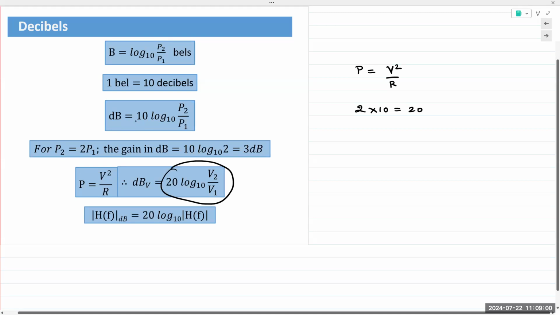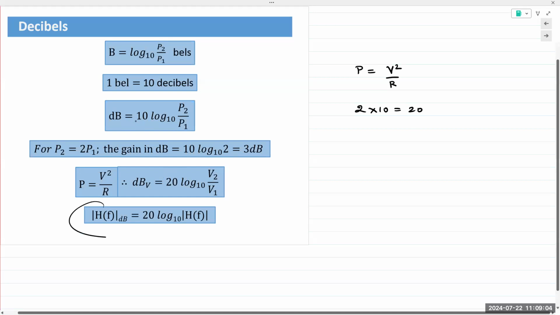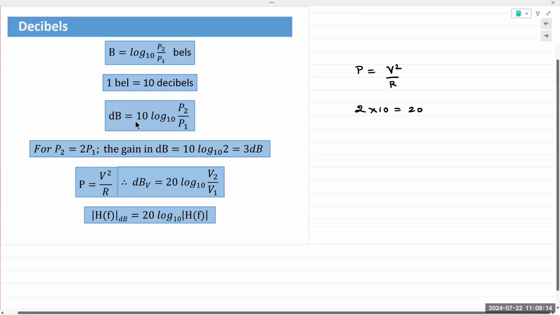And we use the ratio of voltages because we want to describe in terms of the transfer function. So the transfer function, which is a ratio of voltages, is unitless. There are no units. If you plot those in the decibel scale, then H of f in dB is 20 log of the magnitude of H of f.